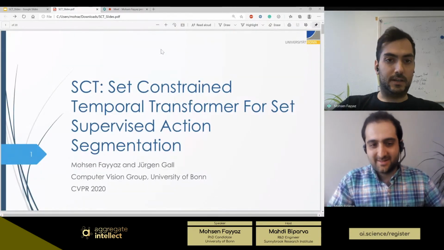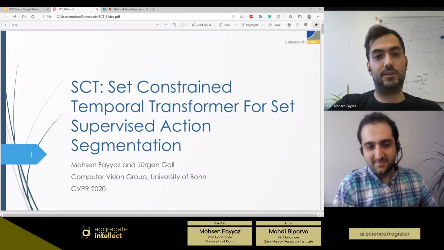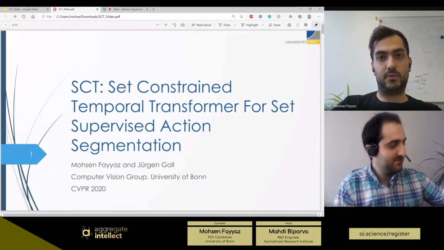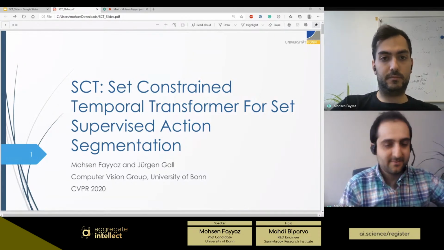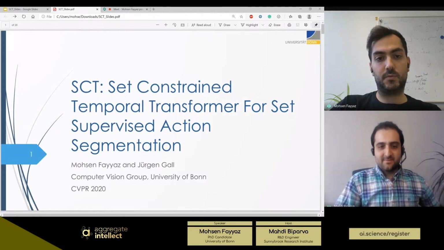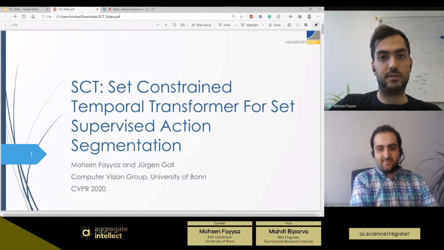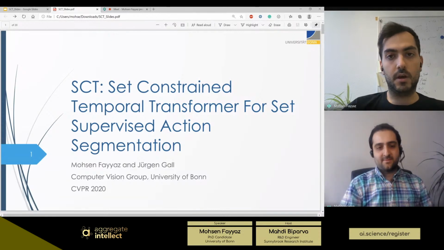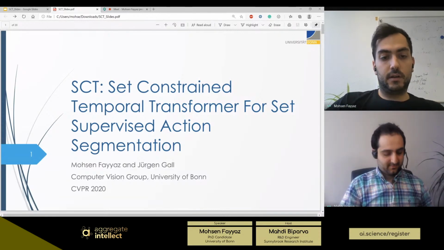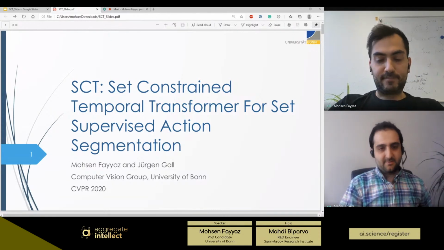Hi everybody, I'm Mohsen and today I'm going to present our latest work in CVPR 2020 named Set Constraint Temporal Transformer for Set Supervised Action Segmentation. This is a joint project by me and my professor Jürgen Gall. So let's go.